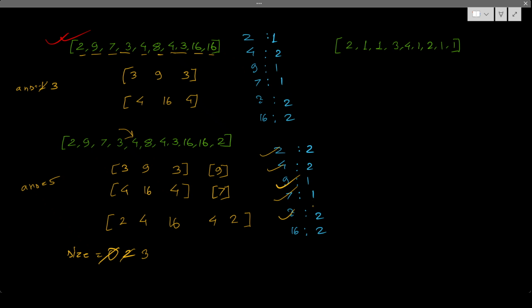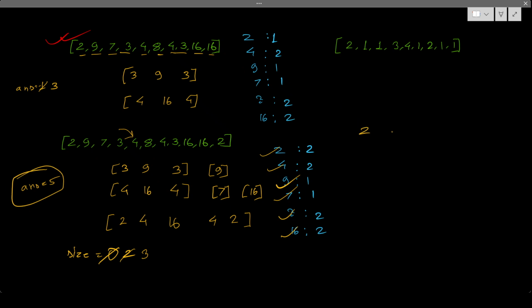Fine. After that I will check 16 once. 16 can contribute itself, because 16 present twice is true, but the square of 16 isn't present. That means 16 will contribute only once. So the size will be 1 and the current best is 5, so that is nothing. Fine, I have checked all the cases. So the answer will be 5 here.